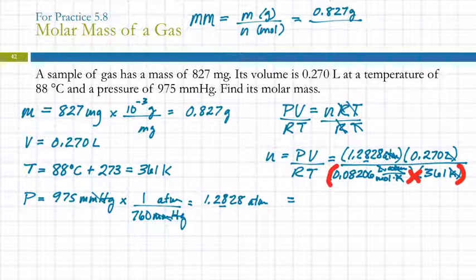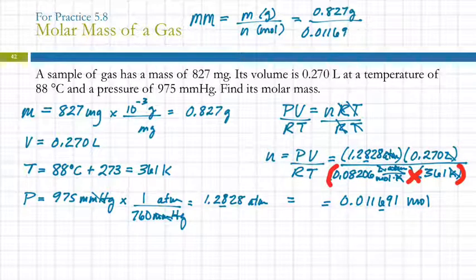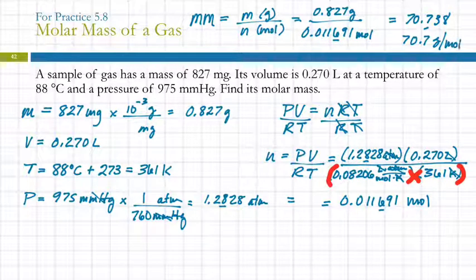We need 0.1169691. And the unit is moles. Did you get that number? Anytime you've got two numbers in the denominator or more, watch out and make sure that you're doing it okay. So there's my moles. I'm going to put this in the denominator up here. So I've got 0.827 divided by 0.011691. Three sig figs is going to round to 70.7 grams per mole.